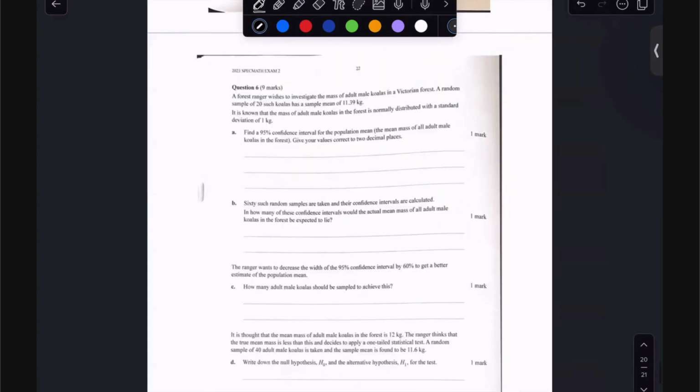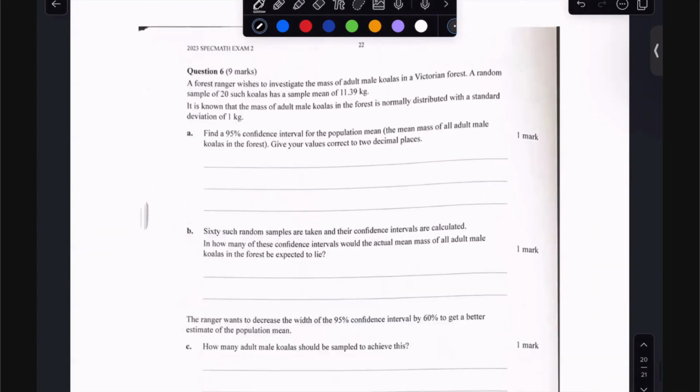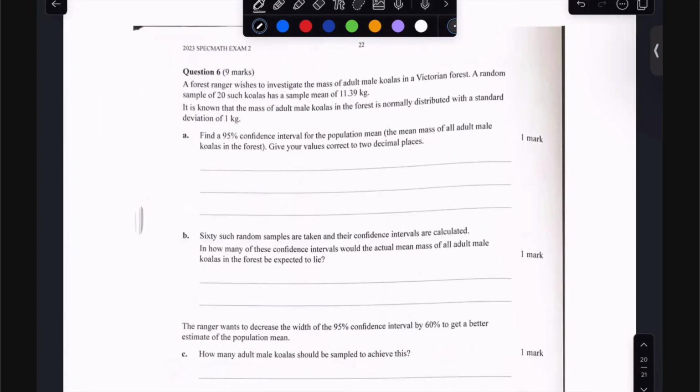Final question, which is the probability question. A forest ranger wishes to investigate the mass of adult male koalas in a Victorian forest. A random sample of 20 such koalas has a sample mean of 11.39. It is known that the mass of an adult male koala is normally distributed with a standard deviation of 1. Find a 95% confidence interval for the population mean, which is the mean mass of all adult koalas in the forest.